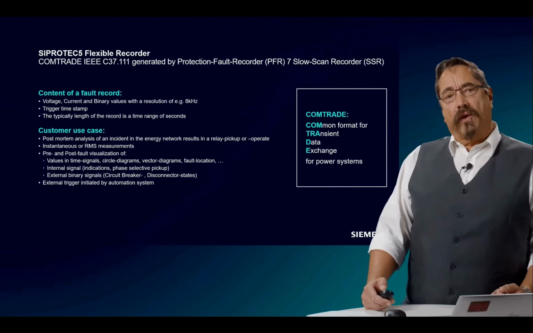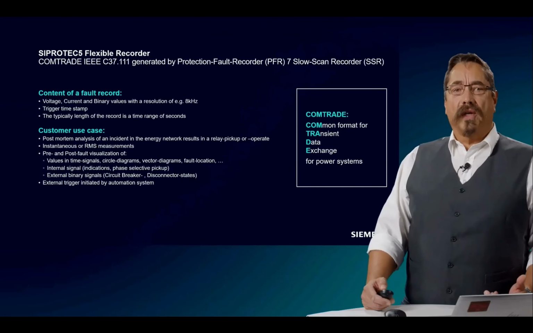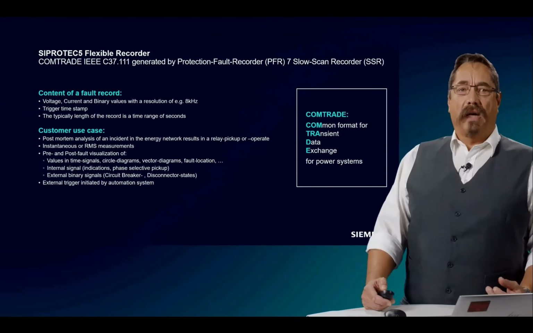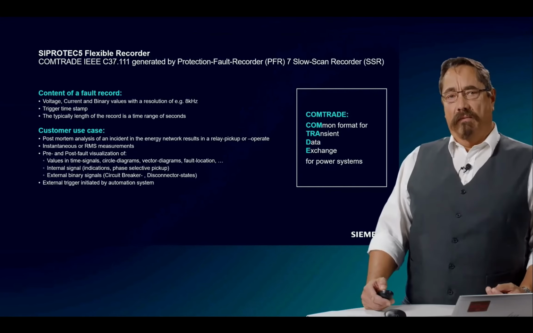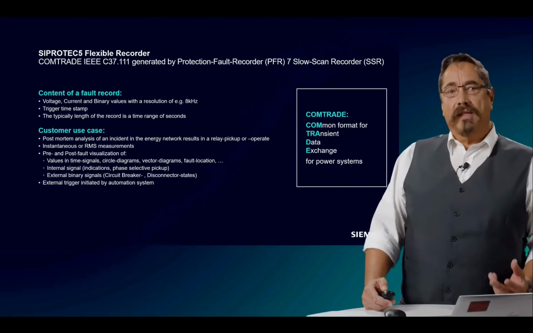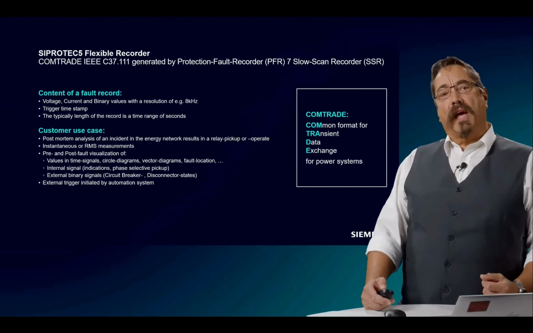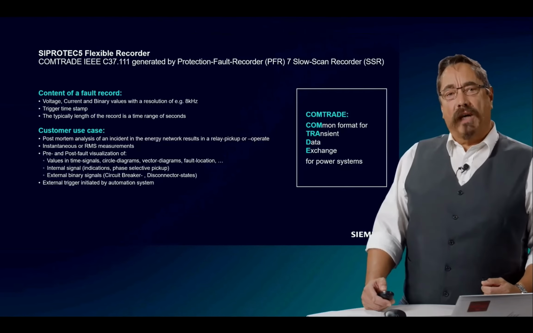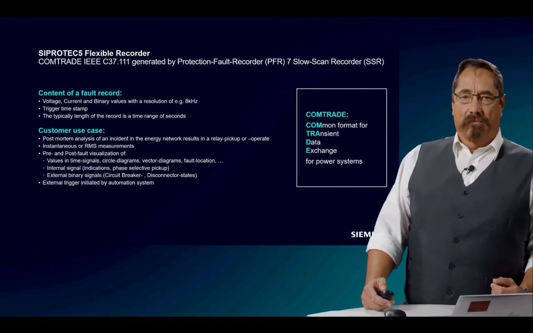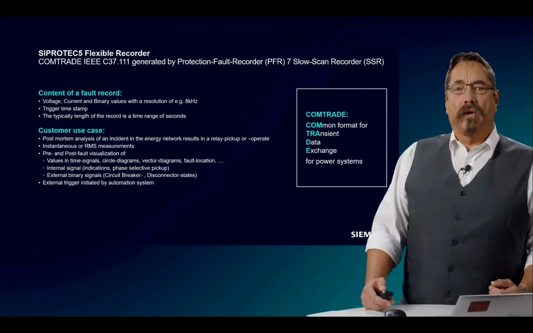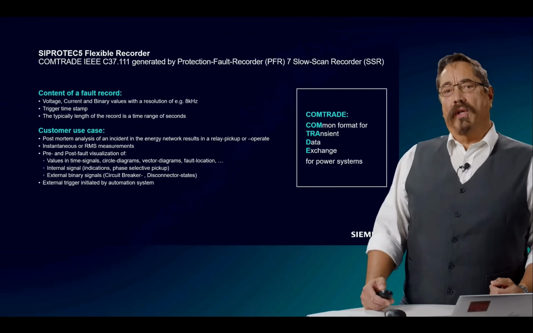The protection fault recorder can also be externally triggered, for example, by a binary signal or a GOOSE signal. For that, the protection fault recorder trigger behavior needs to be changed from pickup to user defined. Let us now take a look at a fault record in COMTRADE format.